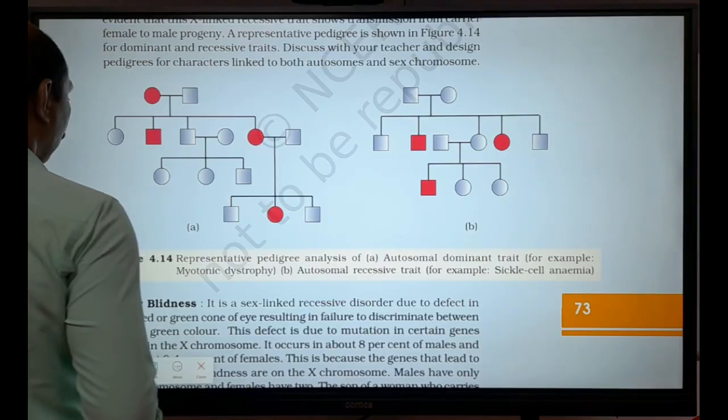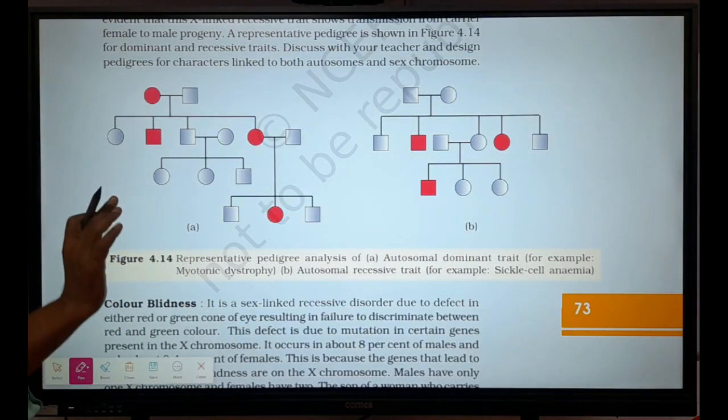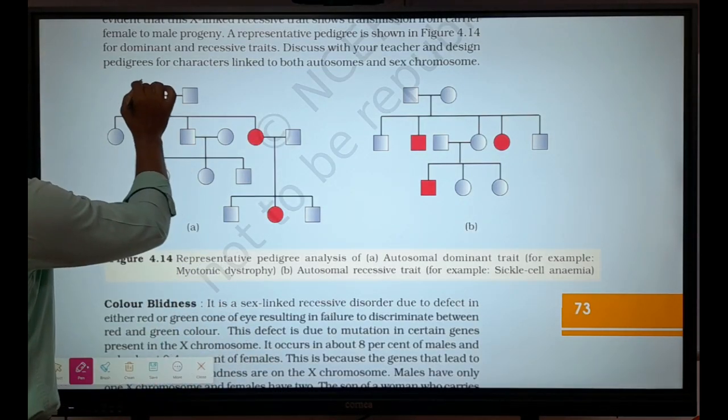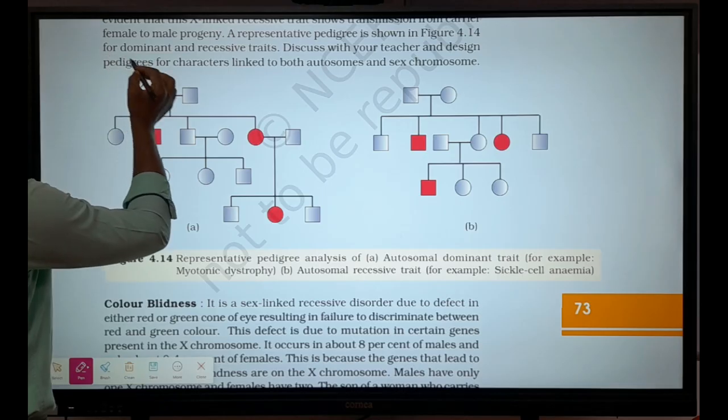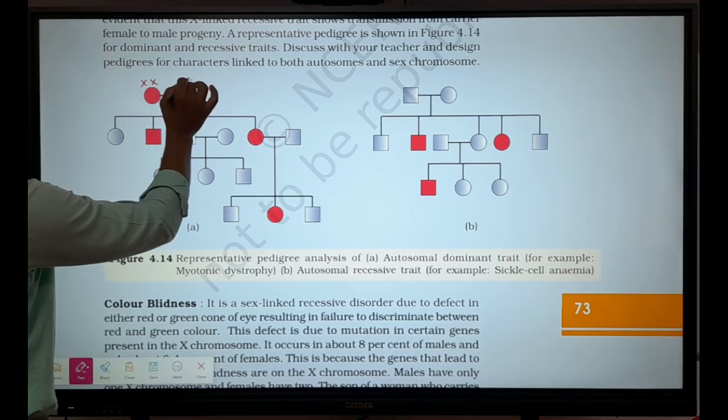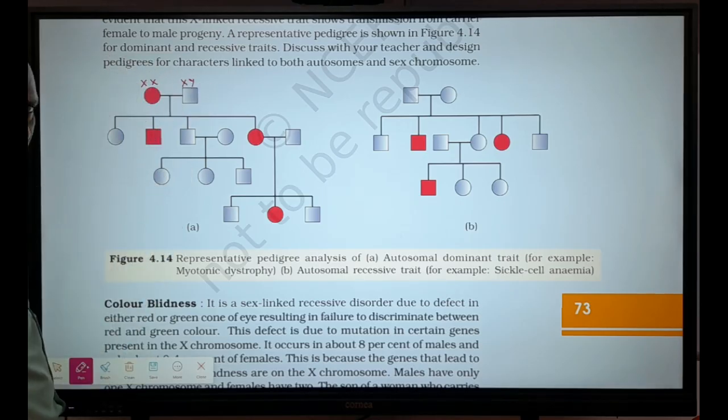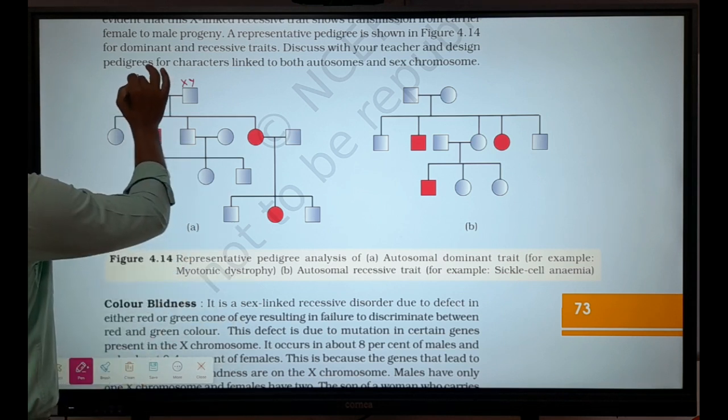Okay, second, is it autosomal recessive? Autosomal recessive means simply the same. These are autosomes. Autosomes means they are not XX and XY. I write here, they are autosomes, right? I should write here AA. But autosomes means what? Only one.